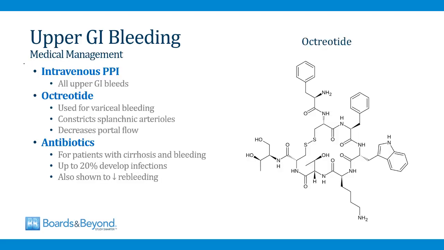For lower GI bleeding, there really is no role for medical management. There aren't drugs that we administer to try and stop the bleeding or limit the bleeding. That is not the case for upper GI bleeding. There are some options for medical management.